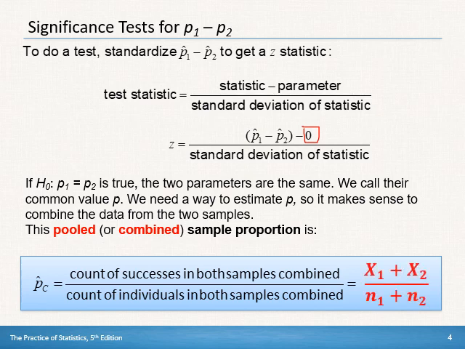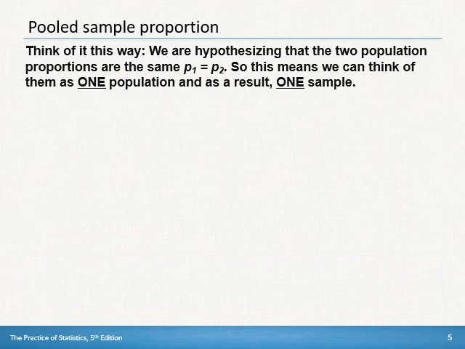And so that's really just the number of successes in both samples added up, and then the two sample sizes added up. Remember, we're pretending like the null hypothesis is true. And so since the proportions are the same, the p hat that we get should be the pooled p hat, and that will be x1 plus x2 divided by n1 plus n2. So think of it this way. We are hypothesizing that the two population proportions, P1 and P2, are equal. So this means that we can really treat them as one population. And as a result, the two samples we took, we can think of them as sort of being one sample.